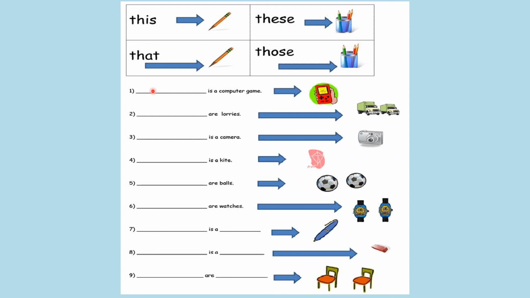For number 7 and number 8, you can choose this, that, these, or those. So what do you call this one? Okay. How about number 8? Okay, same. This is a pen, an eraser, and we have chairs.